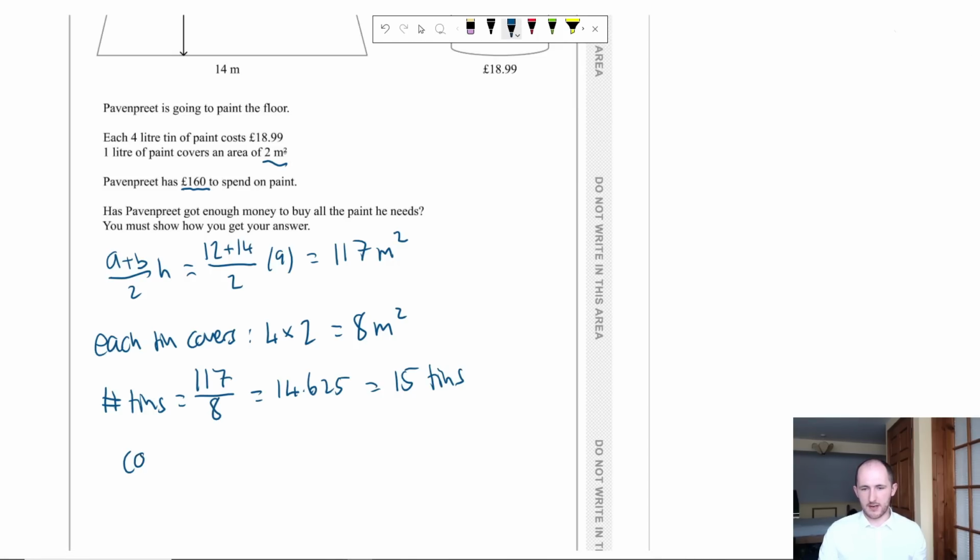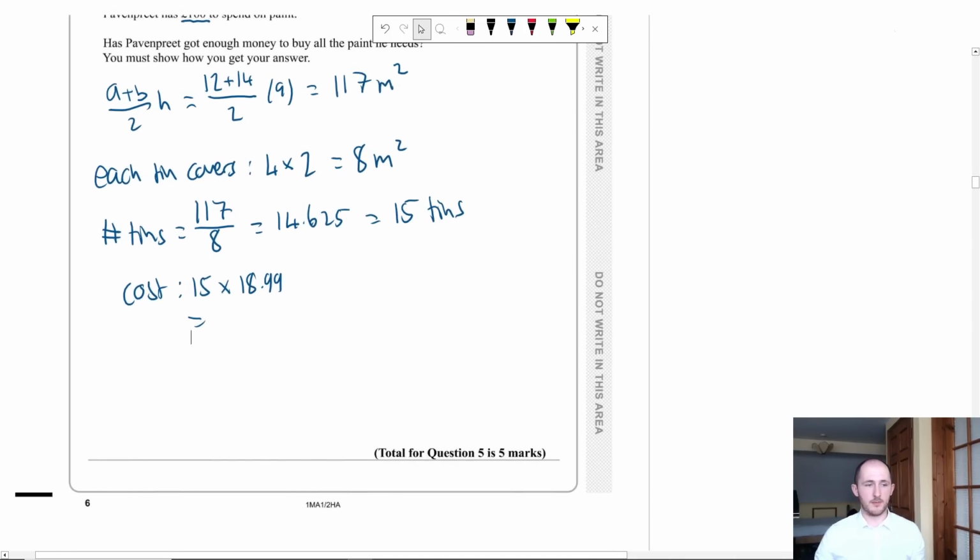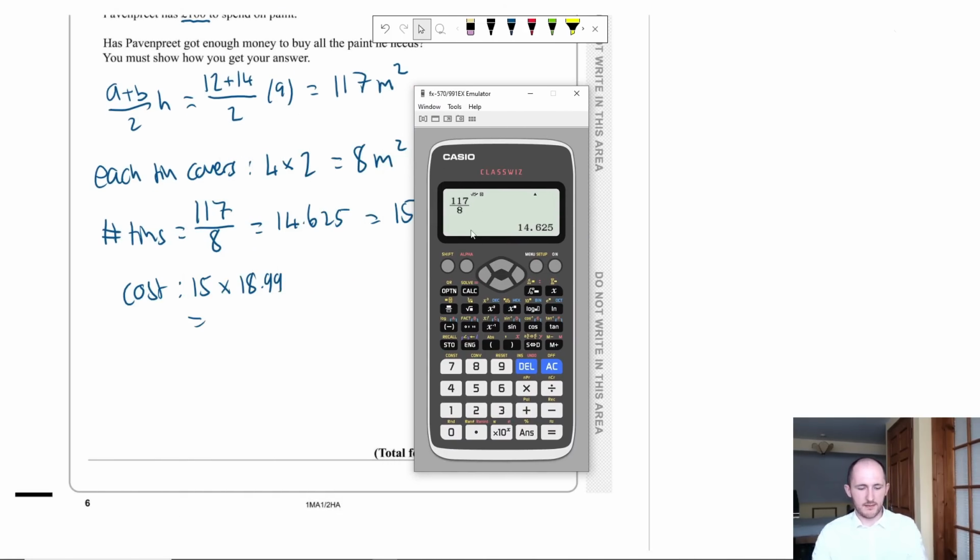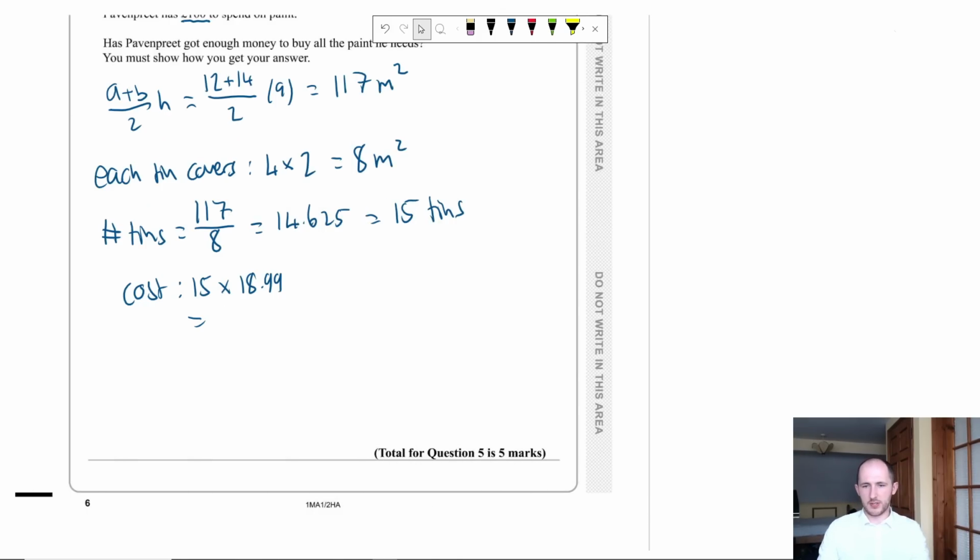So the cost here is going to be 15 times 18.99. And that will be, or hopefully will be, our final answer. So again, 15 times 18.99. £284.85, which is more than his budget. So no. And if you notice, we've basically done 4 steps here. So 1, 2, 3, 4, and then 5 for the actual final answer.